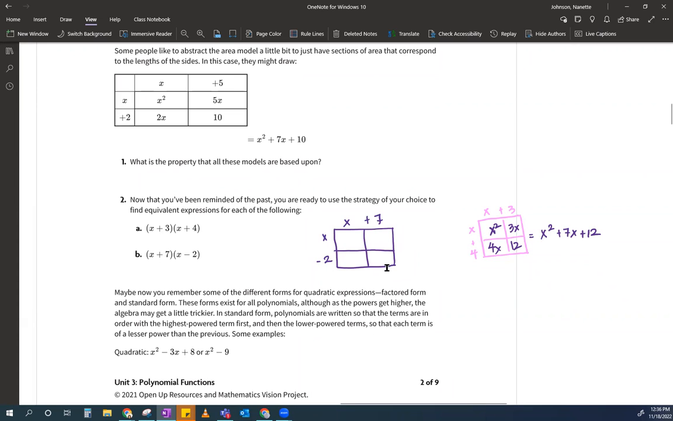x times x is x squared. x times 7, that's 7x. That's not a problem. Negative 2 times x, that's negative 2x. And negative 2 times 7, that's negative 14. So again, adding these all together, right?